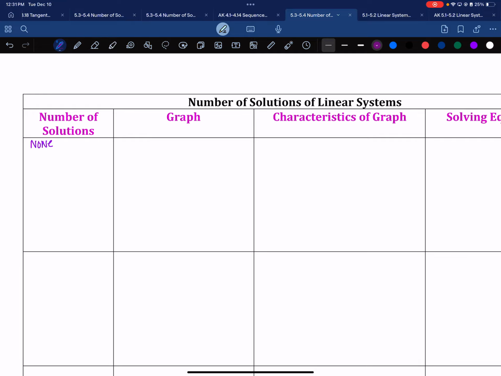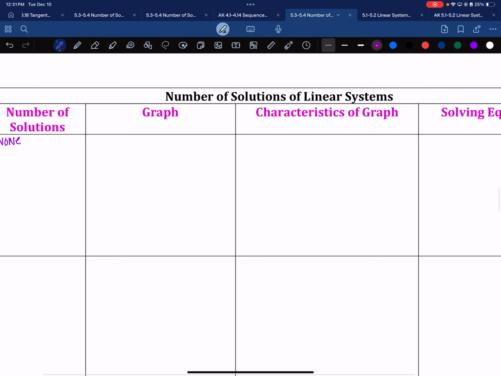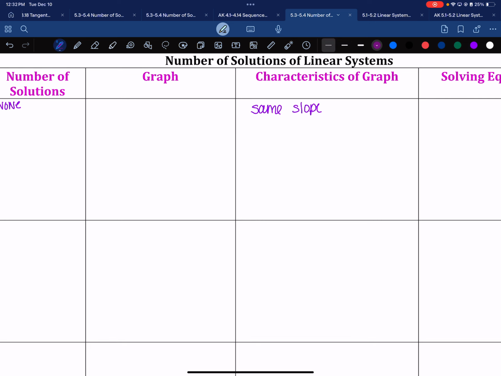So if we have a system, I'm going to go about this in a weird way. I was going to change the order, but I didn't feel like it. If they have the same slope, sorry, that's supposed to be this purple. I'm on a different iPad. And then their y-intercepts were different.